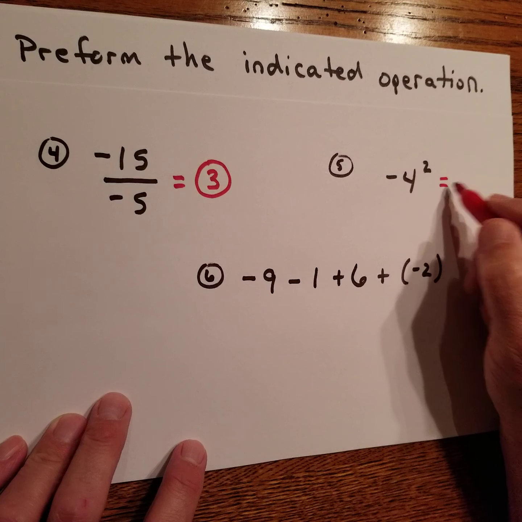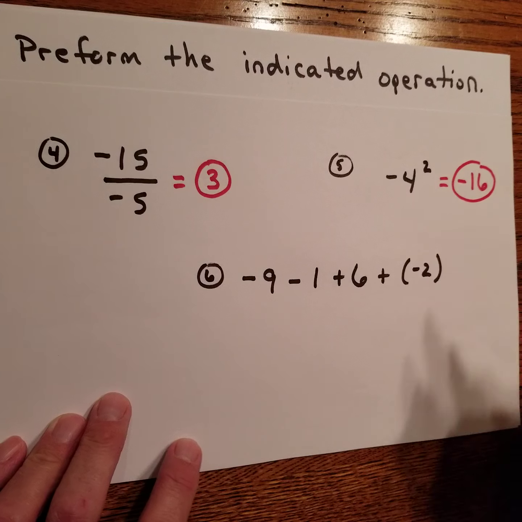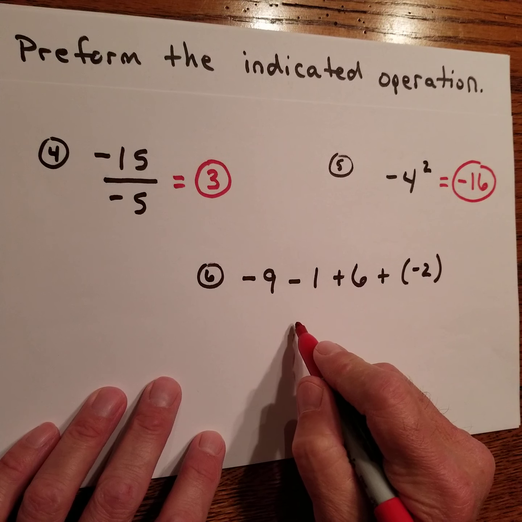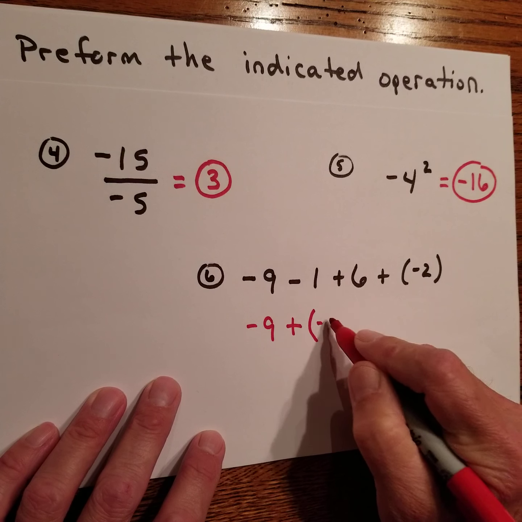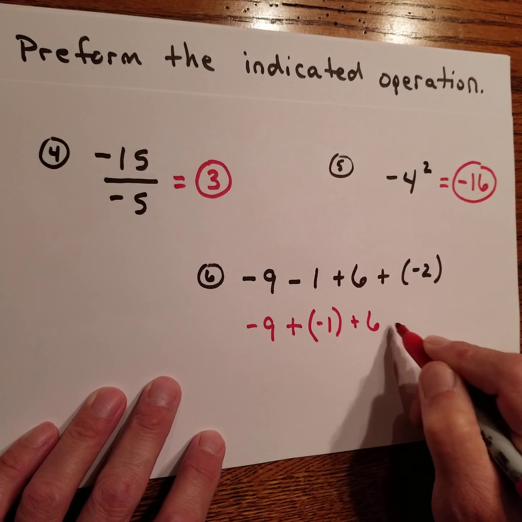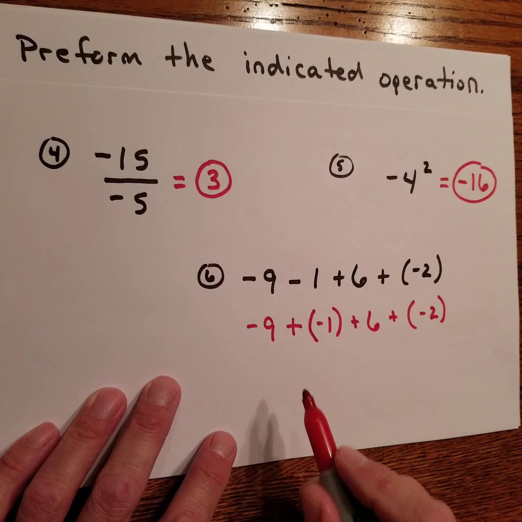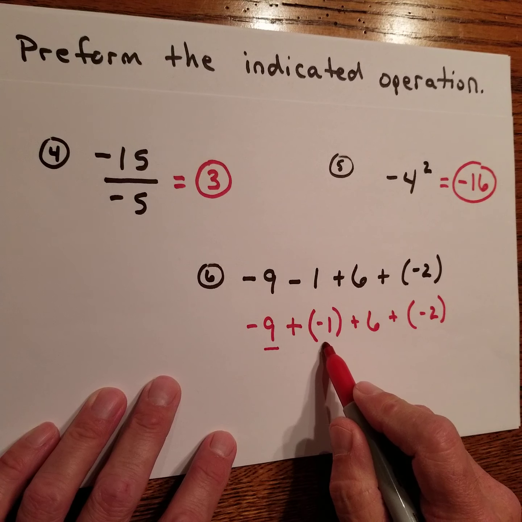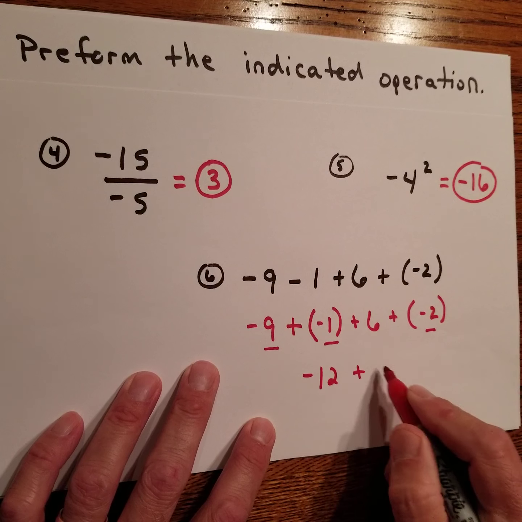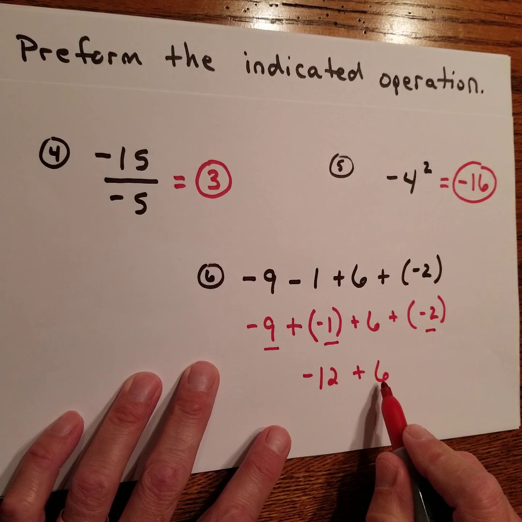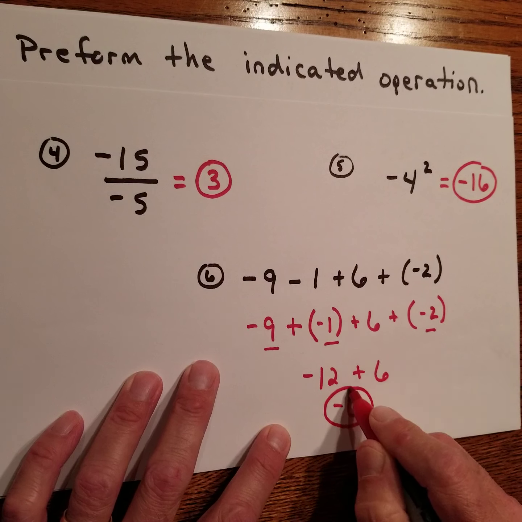4 times 4 is 16. Count this negative once. I'm going to change subtraction to addition of the first number and the opposite of the second. Now I'll put together the negatives. 9 and 1 is 10 and 2 is 12. And when I add numbers with different signs, I subtract and take the sign of the larger number.